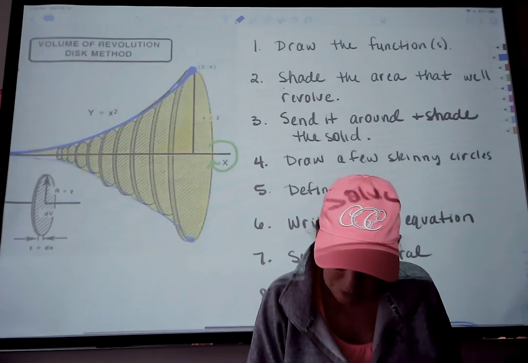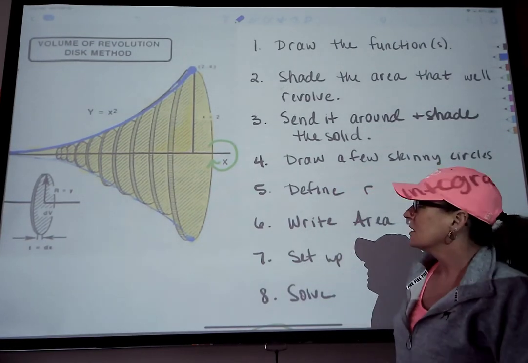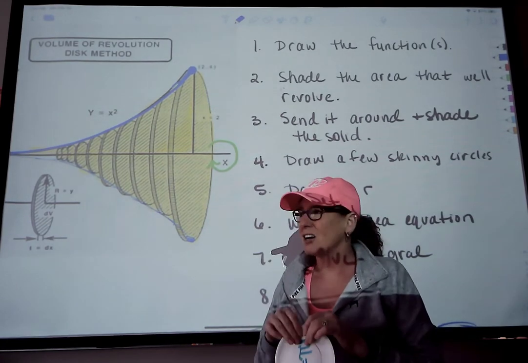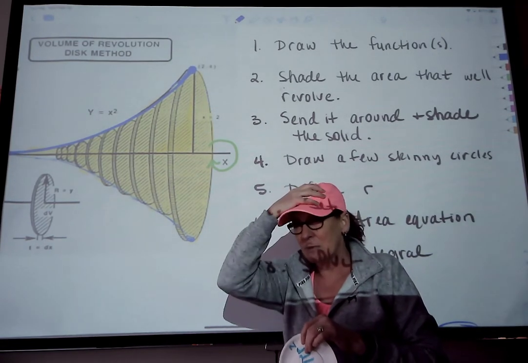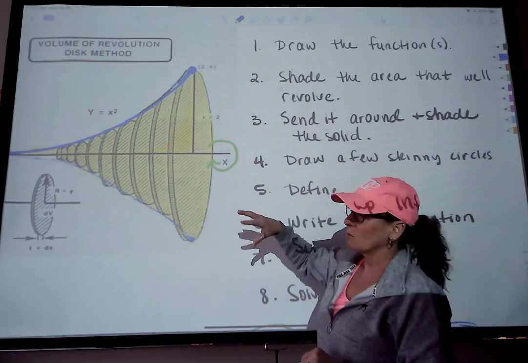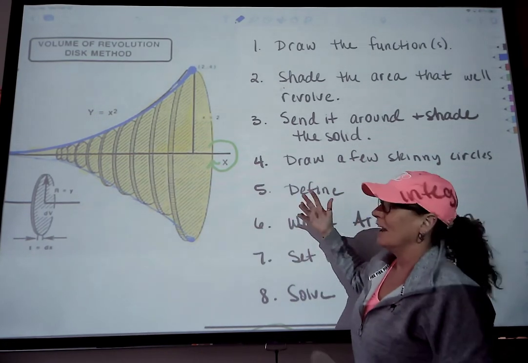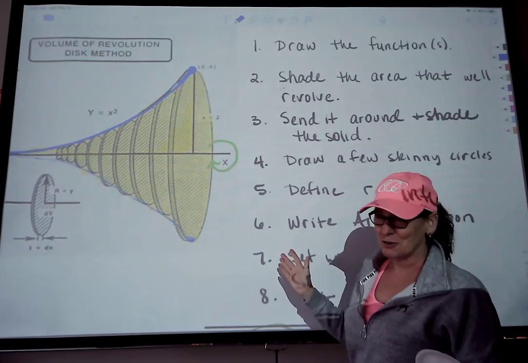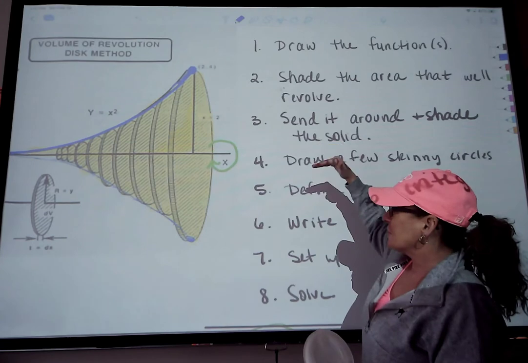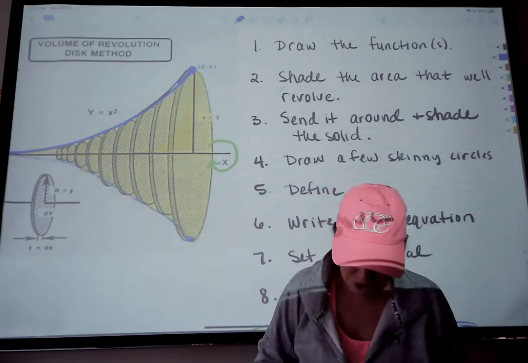Okay, so if you want to pause that and jot that down, these are the steps that we're going to go through. And I'm not a huge person for memorizing steps, but if you try that, we're going to get some hard problems. Just knowing these steps is not going to ensure that you have the right setup. You're still going to have to use your brain. But if I can get you to think through this process each time, you'll do a better job.